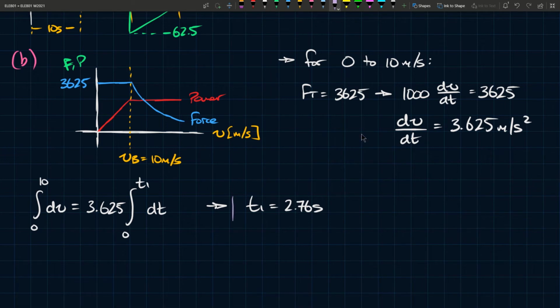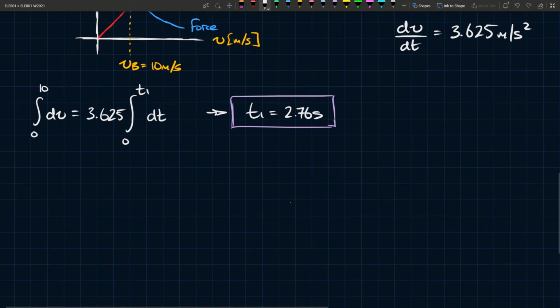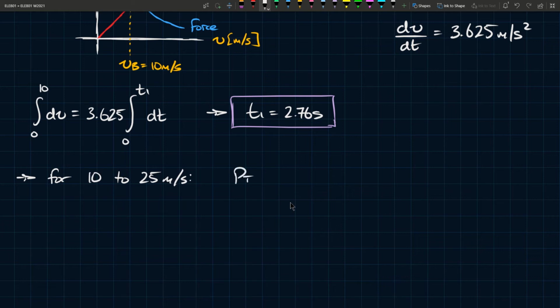Now that means that it takes the vehicle 2.76 seconds to reach the base speed of 10 meters per second from a standstill. Cool. So what's the next thing we can look at? The next thing we can look at is, let's verify, okay? So for 10 to 25 meters per second, we have the constant power of 36.25 kilowatts.